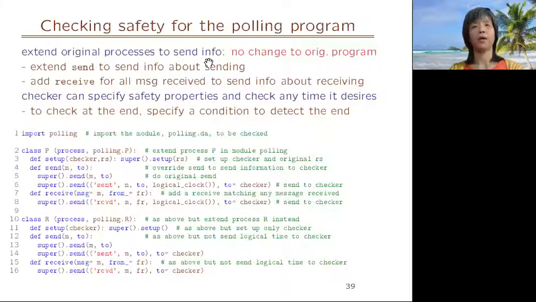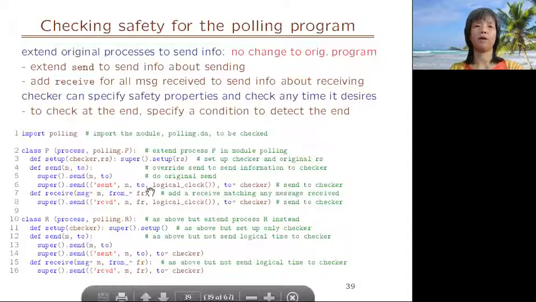So this requires no change to the original program, okay, the polling.da. And just extend the send to send that information about sending, and add a receive definition for all messages received to send information about that receiving, okay, that's intercepting messages. And then the checker can just specify the safety property as we discussed and check it anytime it wants. To check it at the end, you need to specify a condition to detect the end.